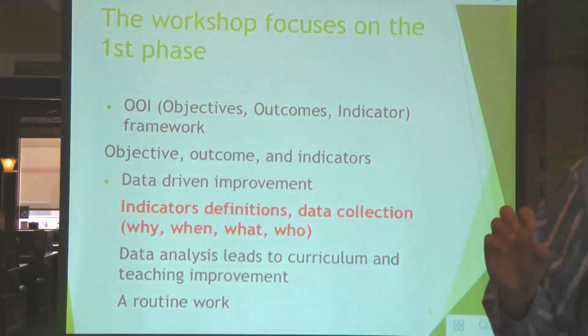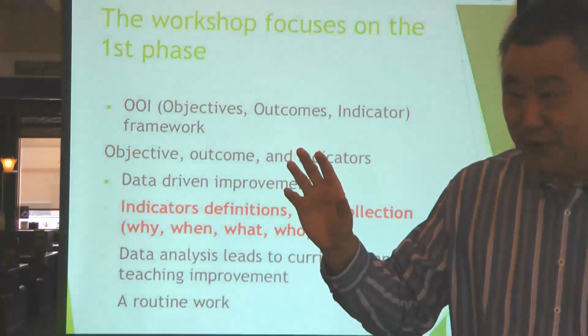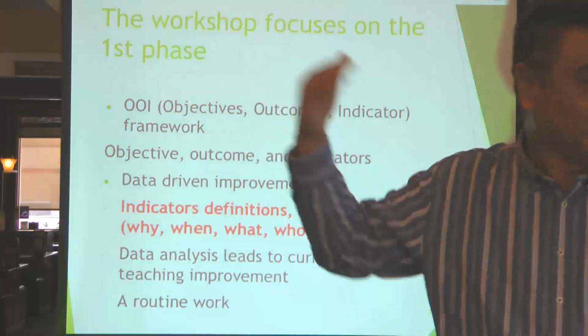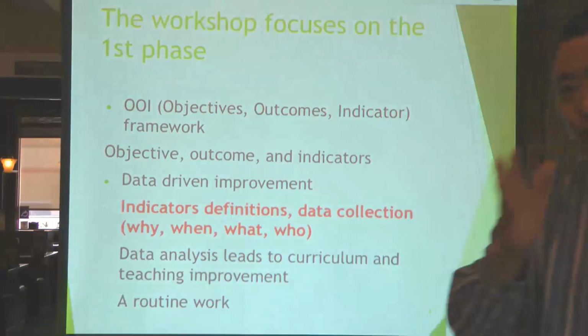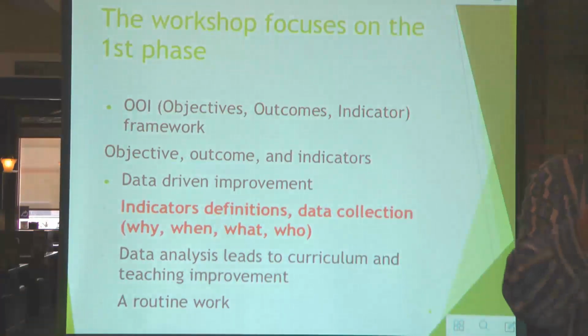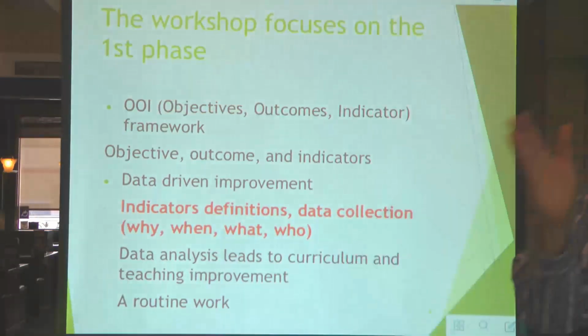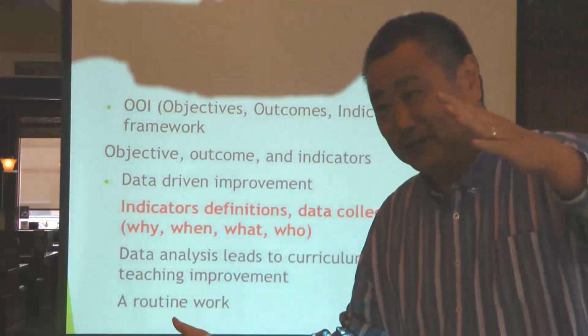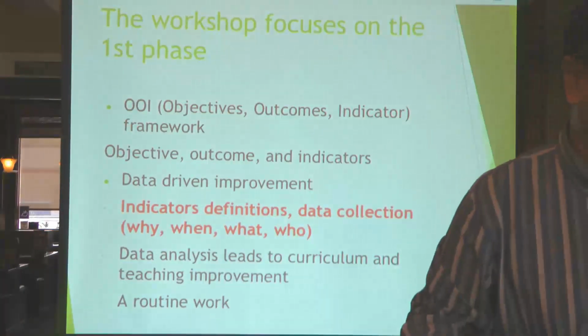So ABET sets some objectives, usually high level, and obviously we need to meet those objectives. But how do we link those objectives? They are very abstract. How do we link those objectives to our curriculum and courses? We need to build some intermediate stuff.